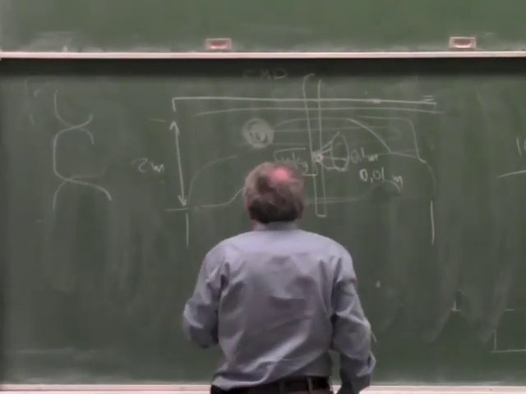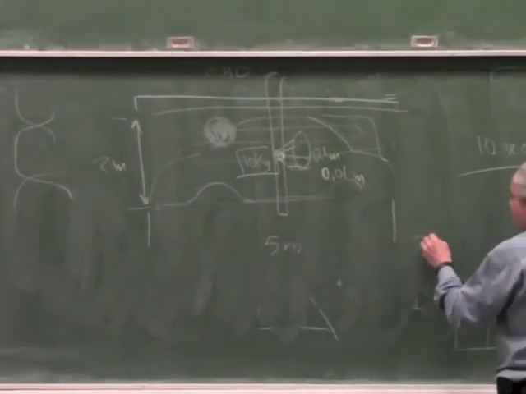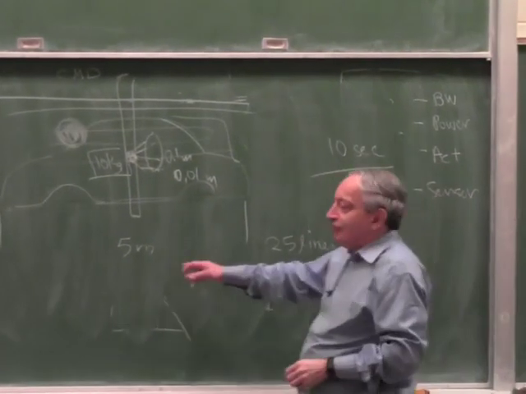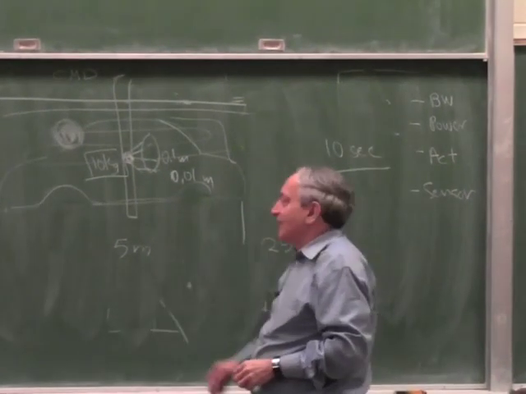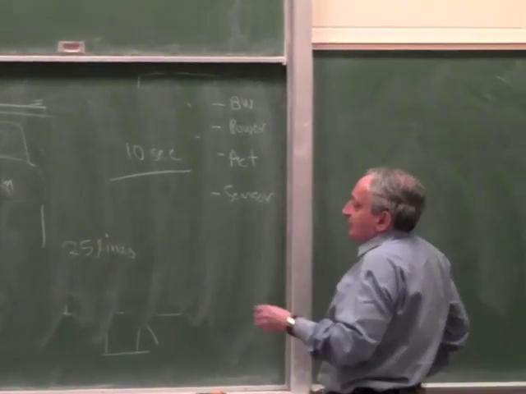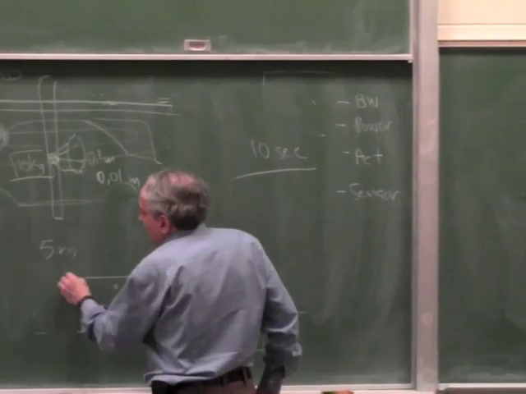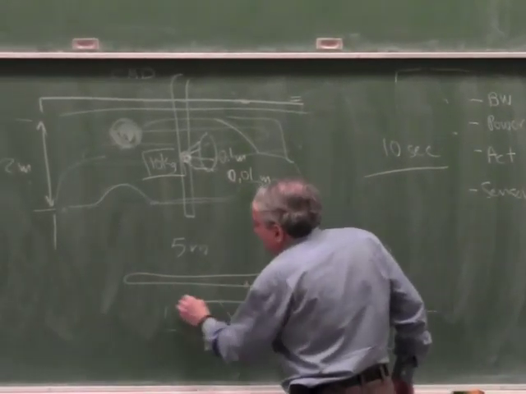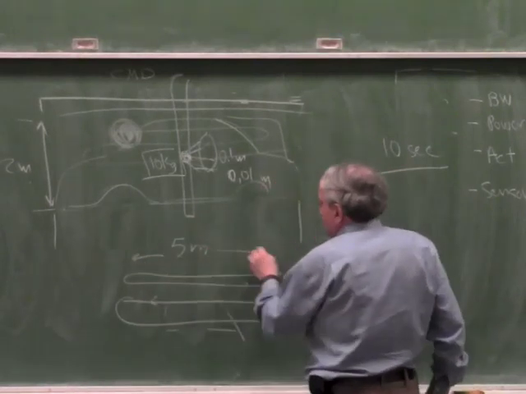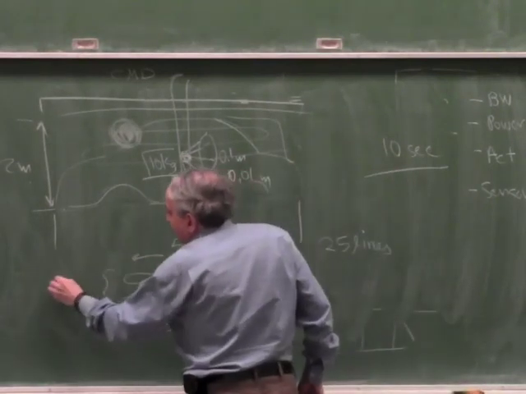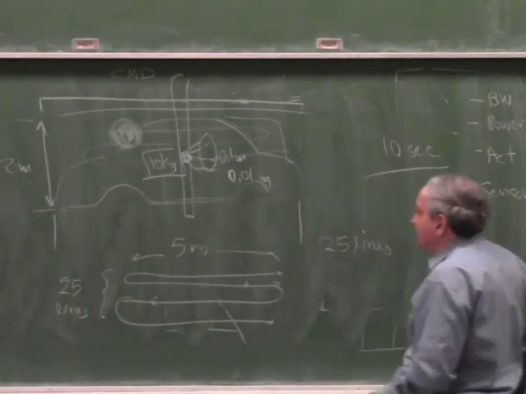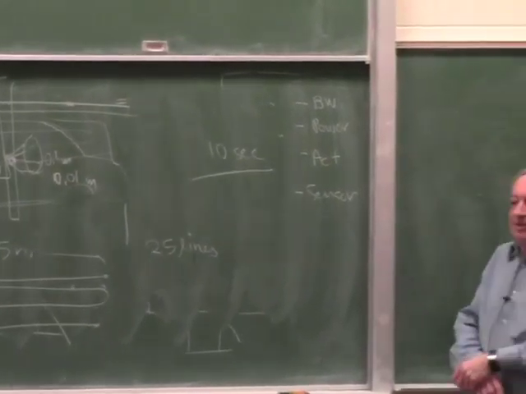Okay, so you have 25 scan lines, and each line is 5 meters long. From this we can calculate. So now we converted this whole problem into a different problem. You go like this, 5 meters, and you have 25 lines. So what bandwidth does the system need?